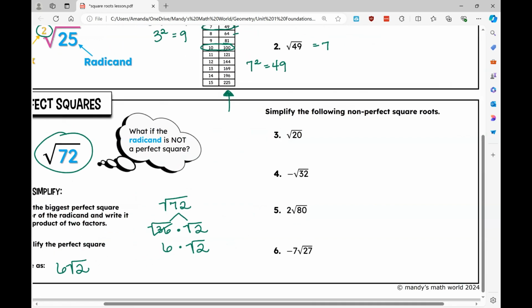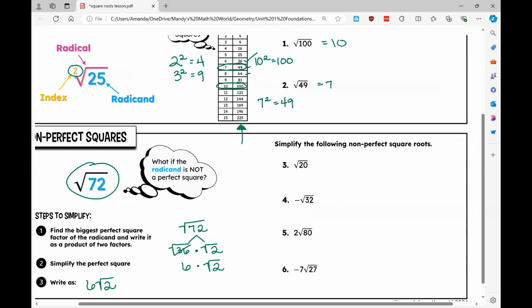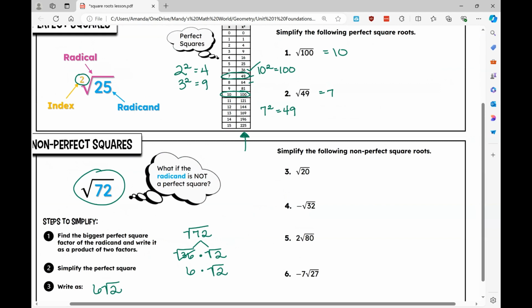Number 3, the square root of 20. Okay, let's look at our perfect squares chart. What's the biggest perfect square that is a factor of 20? It's 4. So I'm going to rewrite the square root of 20 as the square root of 4 times the square root of 5. Because if 4 times 5 is 20, then the square root of 4 times the square root of 5 is the square root of 20.